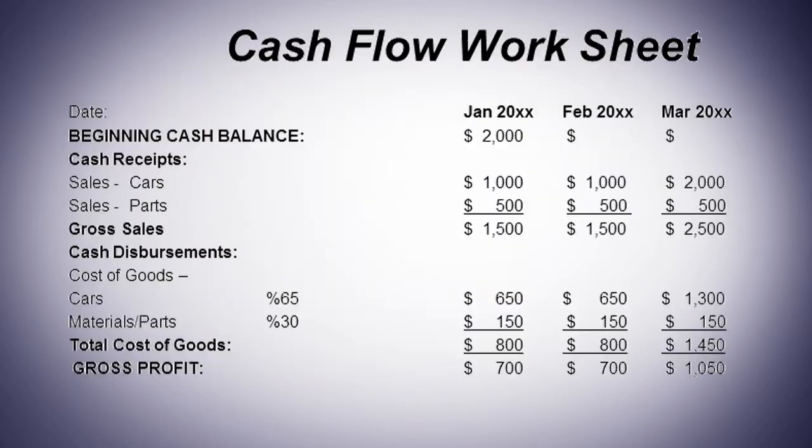An example of this would be an auto sales and repair shop. You may purchase a car for resale at $650 and sell it for $1,000. In this situation, your cost of goods sold percentage is 65%. You may also repair cars. The parts used and sold repairing the vehicles may only cost 30% of your selling price, and your labor would be straight income.